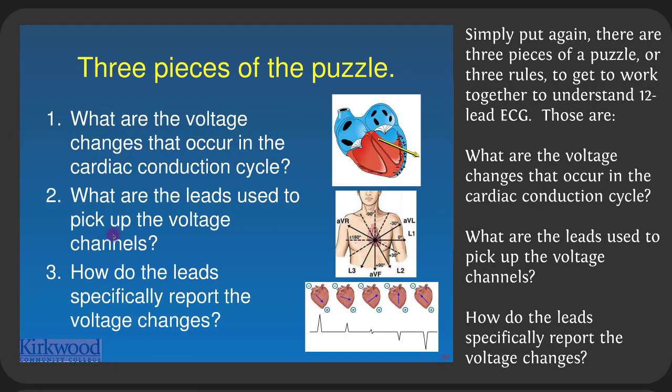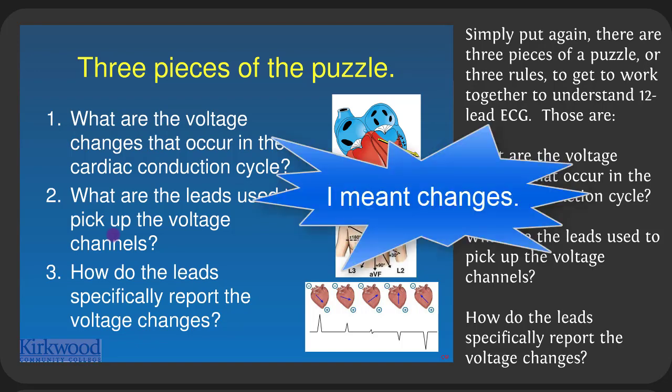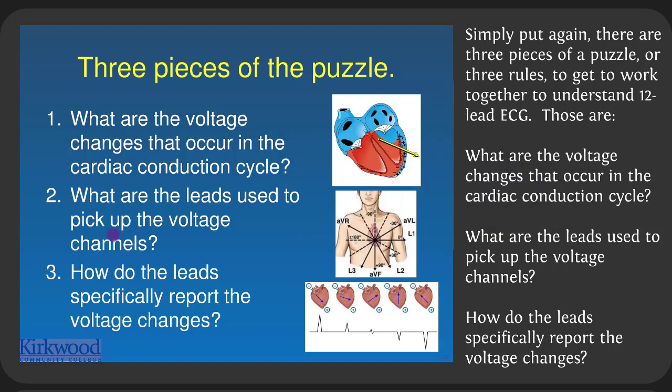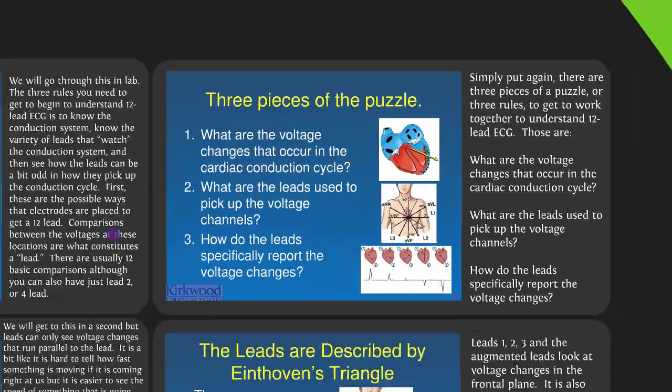Simply put again then, there are 3 pieces of the puzzle, or 3 rules to get to work together to understand 12-lead EKG. Those are, what are the voltage changes that occur in the conduction cycle? What are the leads used to pick up the voltage changes? And how do those leads specifically report the voltage changes?